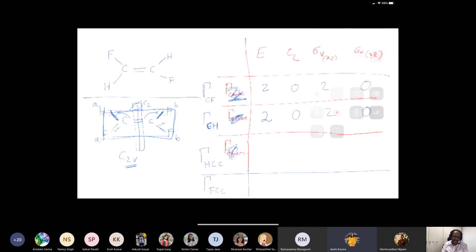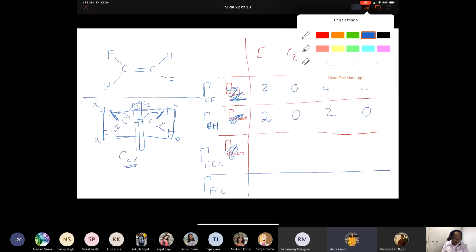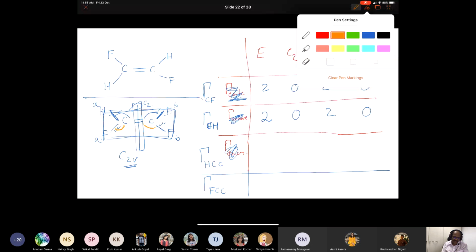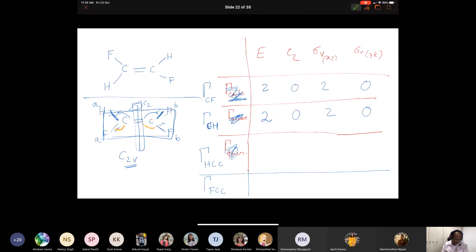If I change the color of the pen... Could one also be HCF? No, I'm coming to that. I'm coming to that. So this is the other one. This is the third one, right? I have to make some space, I think.